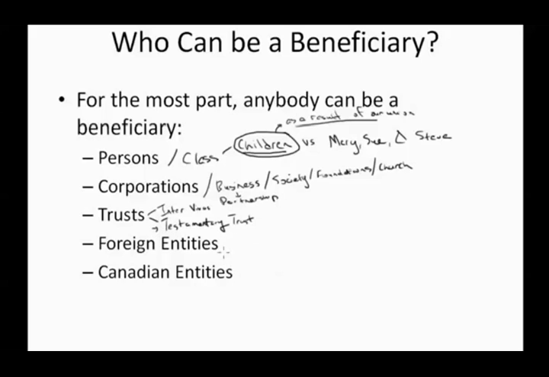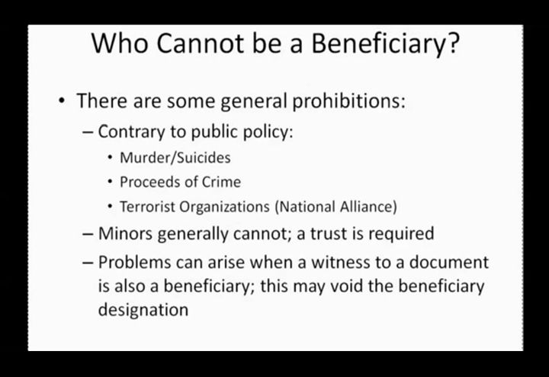Foreign entities or Canadian entities, there's no restriction under Canadian law, with some narrow exceptions. We will look at this in a moment, where foreign entities, if there's a concern around money laundering or public policy, that could create a problem. So we've said the list is quite broad as to who can be a beneficiary. There's a fairly narrow set of people who cannot be beneficiaries, or where a beneficiary designation would not be possible.